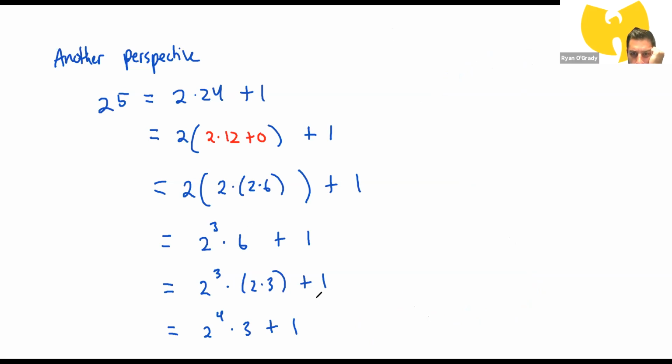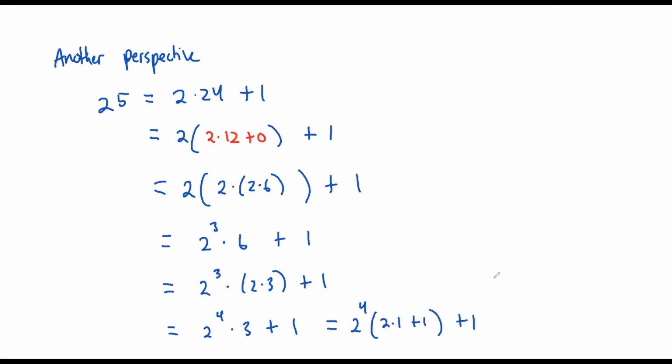So now what I'm going to do is divide 3 by 2. So what's another way of writing 3? Another way of writing 3 is 2 times 1, right? Because 2 goes into 3 one time, plus 1. Are you with me there? Yeah, that's good. All right.